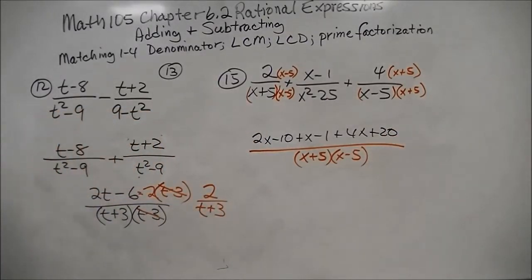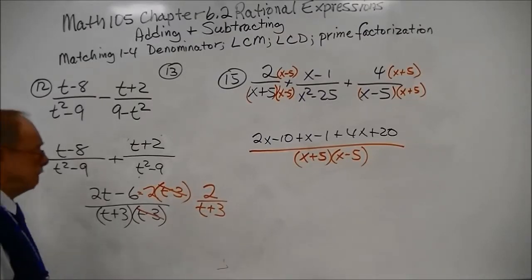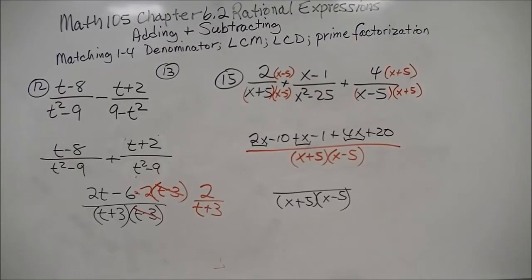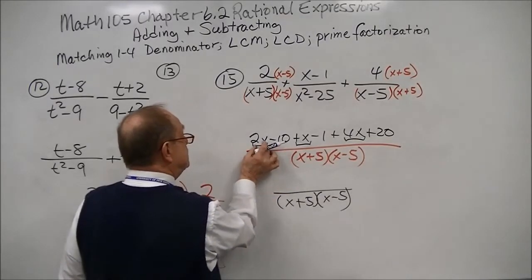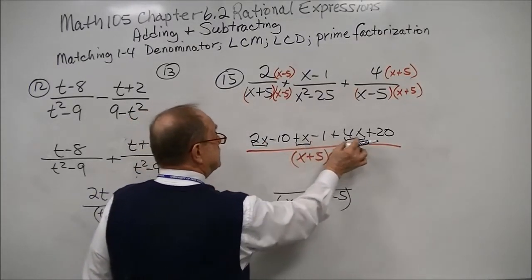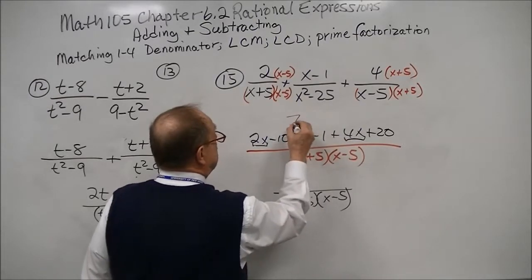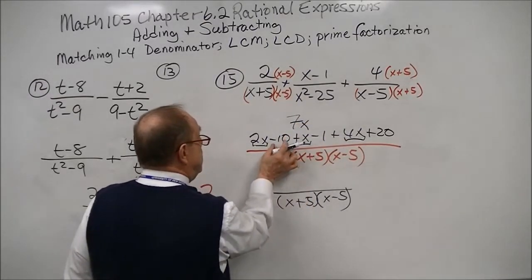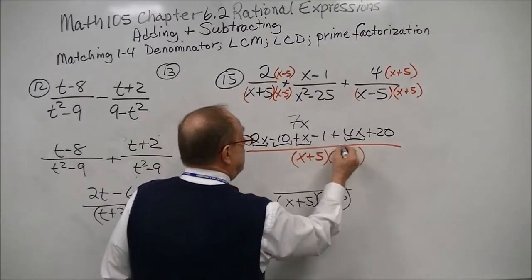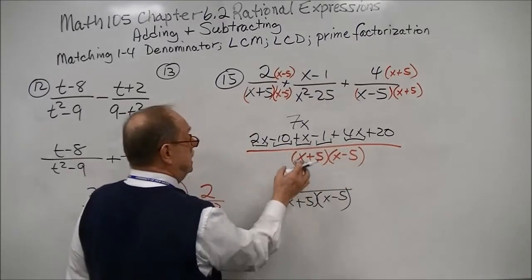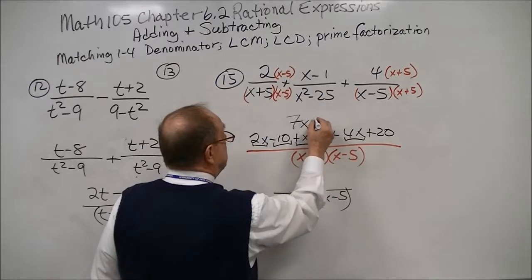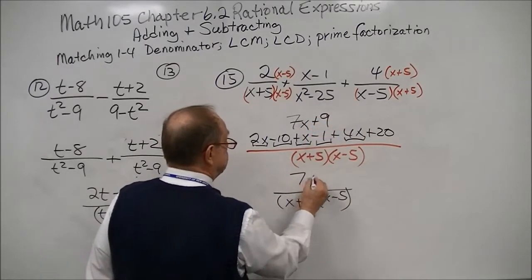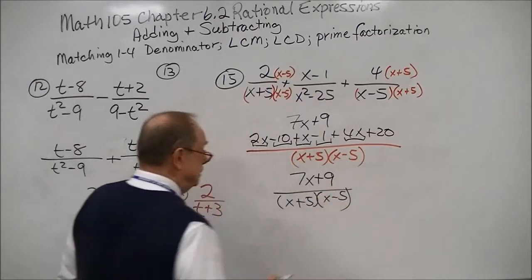And as I did these at home, I would check my work, be sure I'm not leaving something out. Going to collect like terms here, I have a 2x, an x is 3x, 4x, a 7x. I have a negative 10 and a negative 1. That's what I was forgetting before. It gives me a negative 11 plus 20 is a positive 9. So it never hurts to check your work.